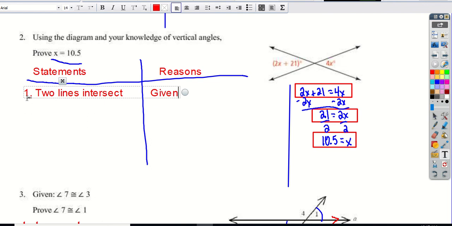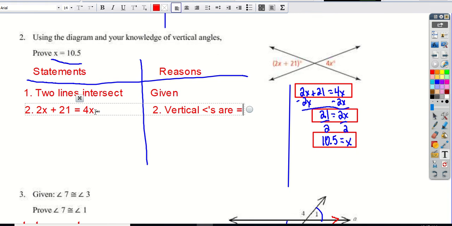The second thing we're going to do is put our first statement right here down. That's the equation. Our equation was 2x plus 21 is equal to 4x. And we need a reason for that. How did we know that we could build that equation from the picture? Good. So we're going to put down vertical angles are equal. That's it.